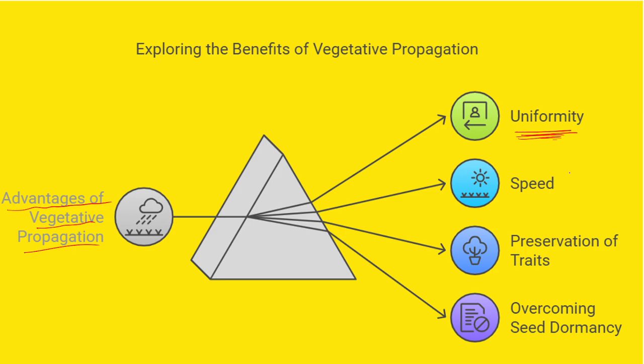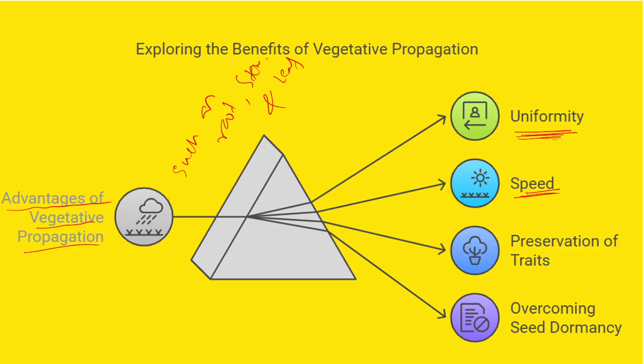And another is speed. The most important advantage of vegetative propagation is speed, because here a parent plant's parts such as root, stem, and also leaf are first of all divided. After that, we grow them in soil or a culture medium.